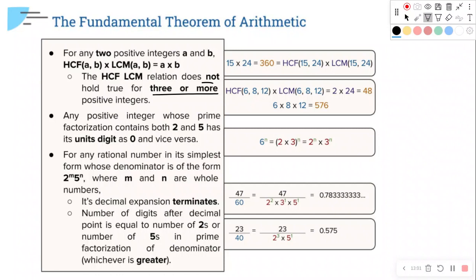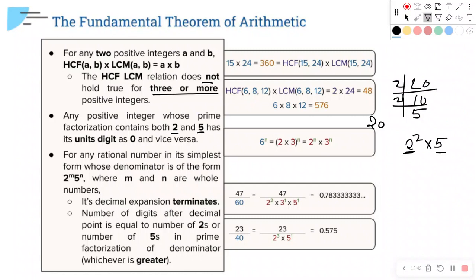Now, any positive integer whose prime factorization has both 2 and 5, its units digit will always be 0. For example, if there is any number ending with 0, it will have 2 and 5 in its factorization. You can see an example yourself. Let us take 20. What is the prime factorization of 20? 2, 10, 2, 5. So it is 2 square into 5. 2 is coming, 5 is coming. So every number with 0 in the units place will always contain 2 and 5 in the factorization.